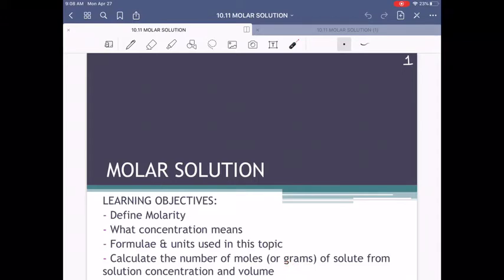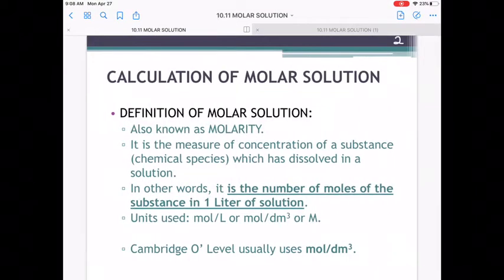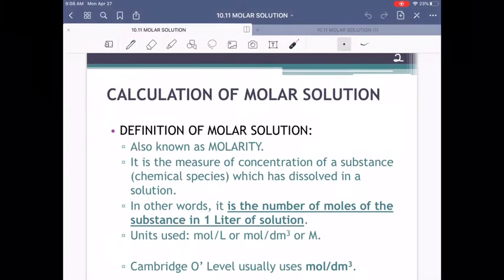Okay, so next page. Here we are defining what a molar solution is. Another word for it is molarity. It is the measure of concentration of a substance, which is a chemical species, which has dissolved in a solution. In other words, it is the number of moles of the substance in 1 liter of solution.